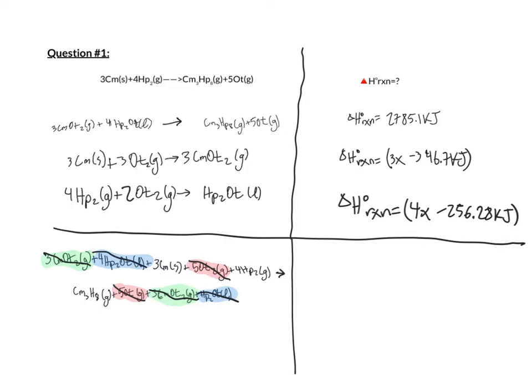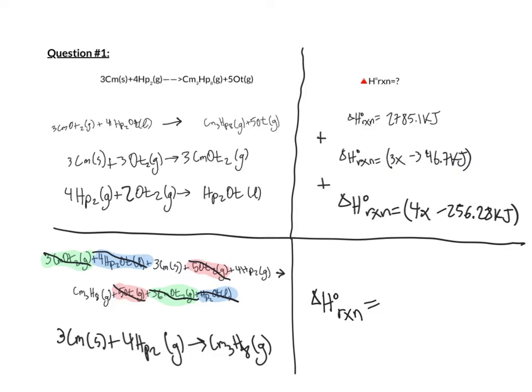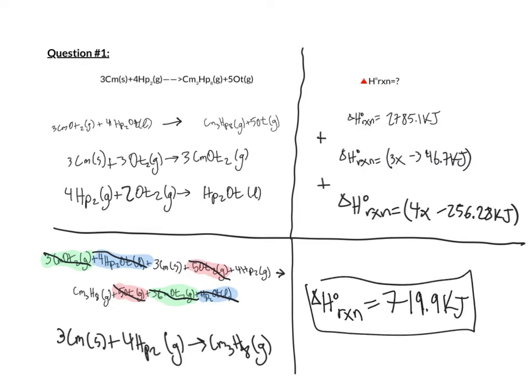And this leaves us with our 3 Cm plus 4 HP2 reacts to form CM3 HP8. And now all we have to do is add all of the enthalpies of reaction together, and we get our enthalpy of the full reaction, which is 719.9 kilojoules.